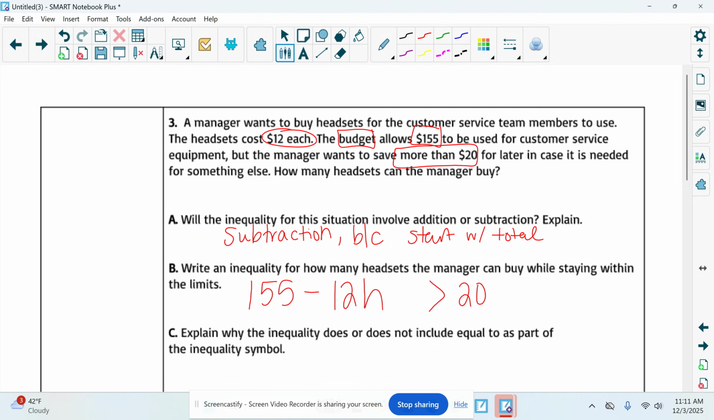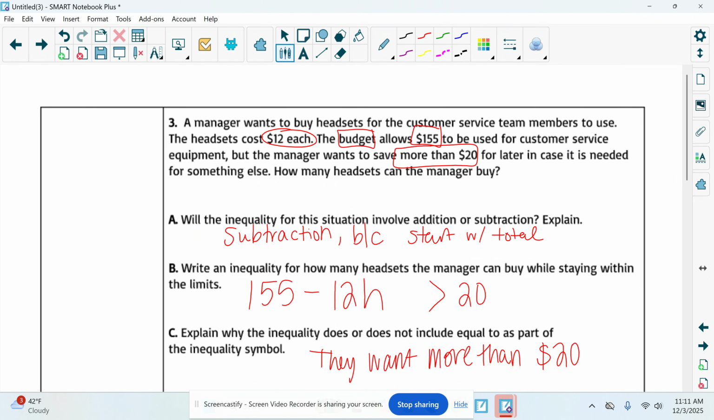What makes us use the greater than symbol and not an equal to symbol? Because you always take more than. Right here when it says they want more than $20. Not, they want exactly $20. They'd be a lot happier if they saved more money, right? I don't think anybody's going to complain about saving money if you save more money.